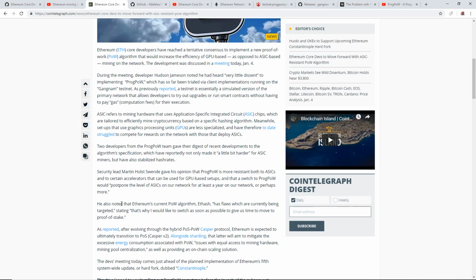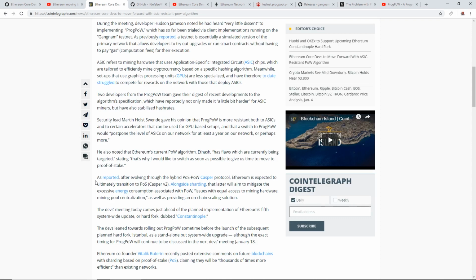Now, to continue with the article. As reported, after evolving through hybrid POS, proof of work, and the Casper protocol, Ethereum is expected to ultimately transition to POS Casper V2 alongside sharding. That latter will aim to mitigate the excessive energy consumption associated with proof of work, issues with equal access to mining hardware, mining proof of centralization, as well as providing an on-chain scaling solution.